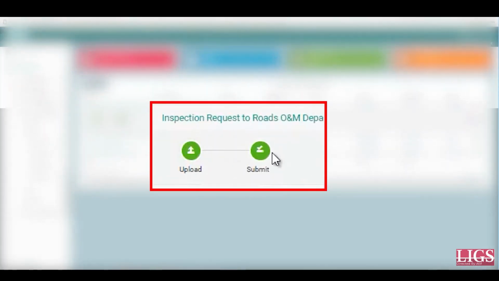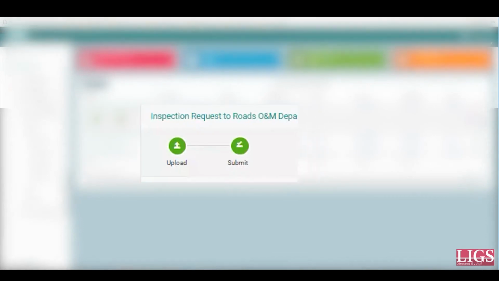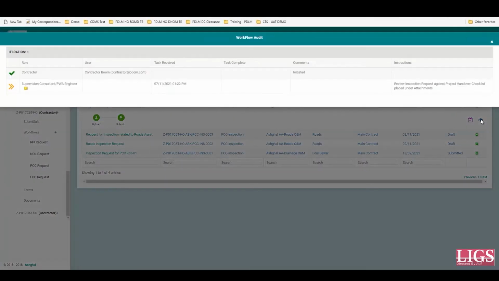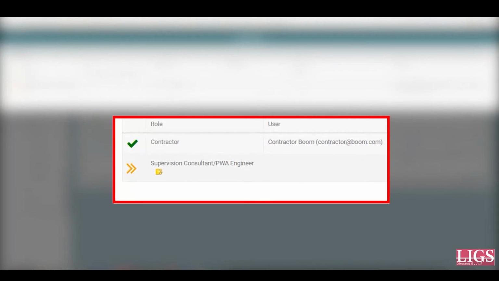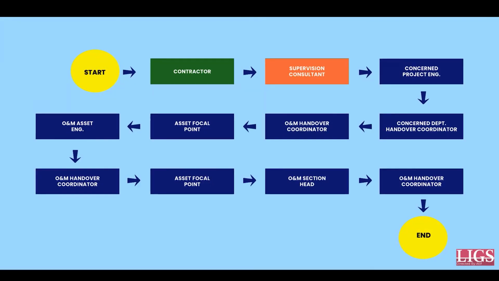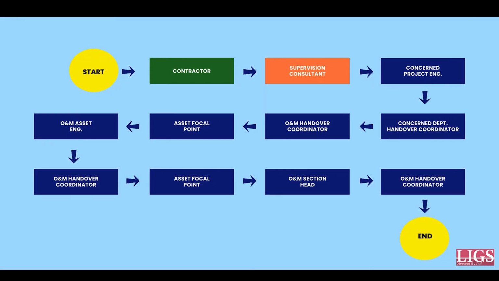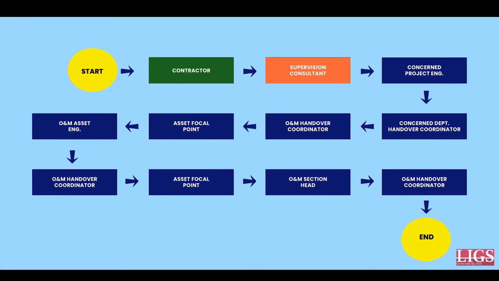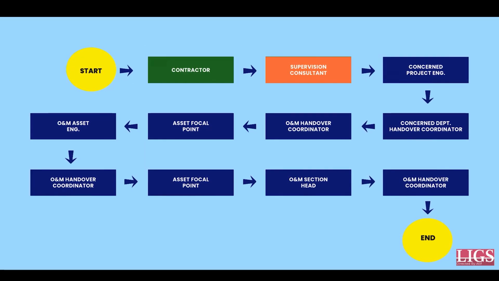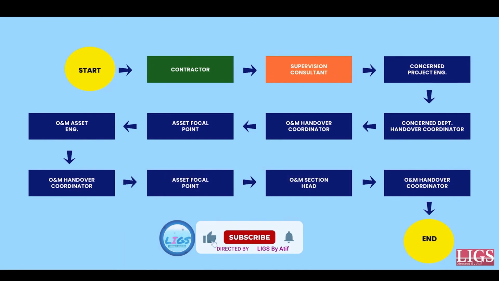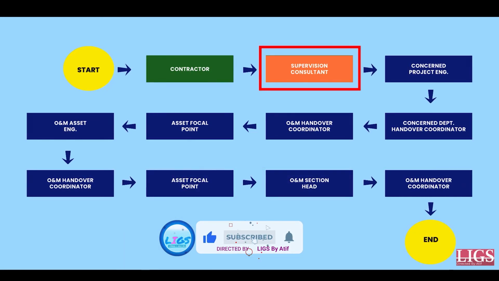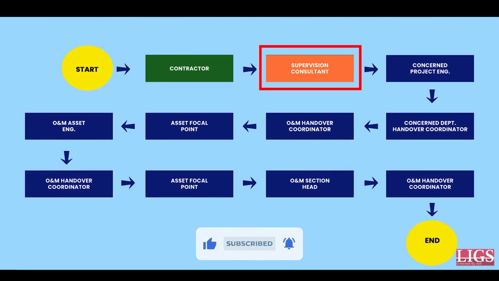As visible here, the status has been changed to submitted. You can go to the audit option and verify. Now it has moved from the contractor to the supervision consultant. See that this step is completed, and the arrow denotes that it is an ongoing or in progress step. Let's look at the color coordinated flow chart here. Since the contractor has submitted the request for inspection submission from his end, his box has become green, and since the supervision consultant step is in progress at the moment, he is represented by the color orange.